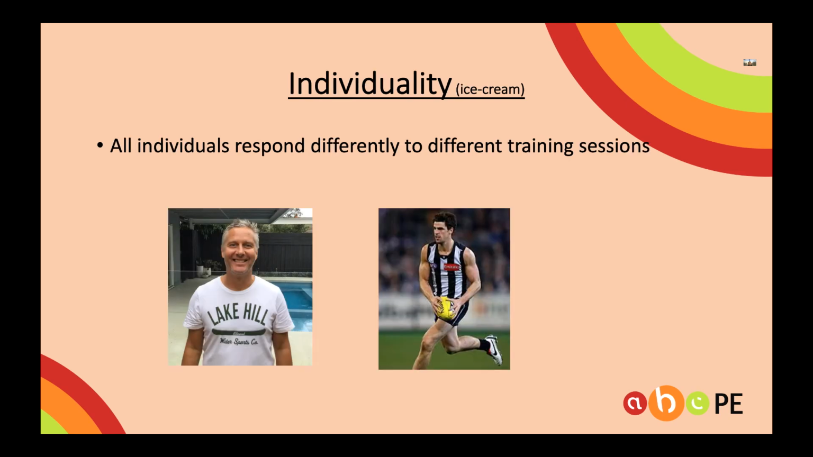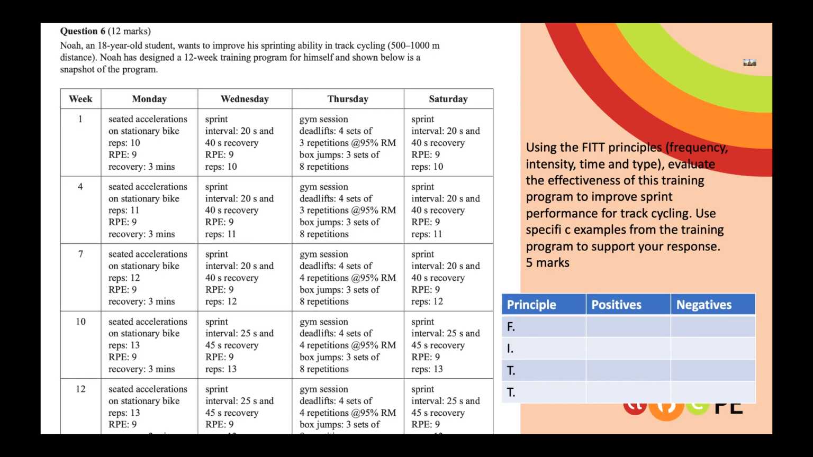So the last training principle we're going to talk about is individuality. On the left hand side here we've got the great man Stockers. If we gave the same program to Stockers and to Scotty Pendlebury, both of them will respond differently to those sessions. So as a coach, you've got to be aware that you might have to change things up depending on who you're training.